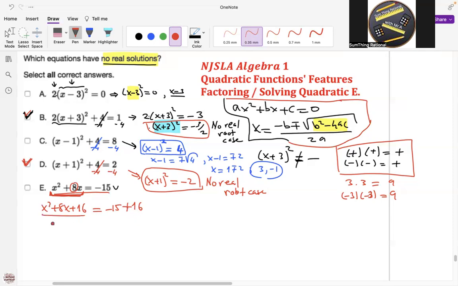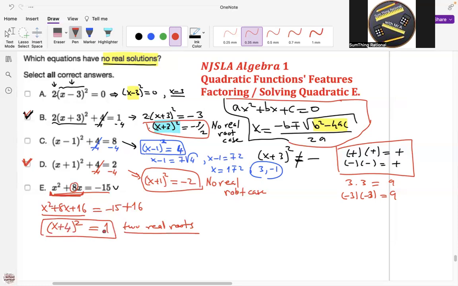Since 16 was added here on purpose, that is x plus 4 whole square, okay? x square plus 8x plus 16 is x plus 4 whole square. Here is what? We have 1. 16 minus 15 is 1. So something square is a positive number. So we have two real roots. What are those roots actually? I don't need them, because it is asking for the no real root case. Okay? Should I opt this? No. We have two real roots. You can find them even.